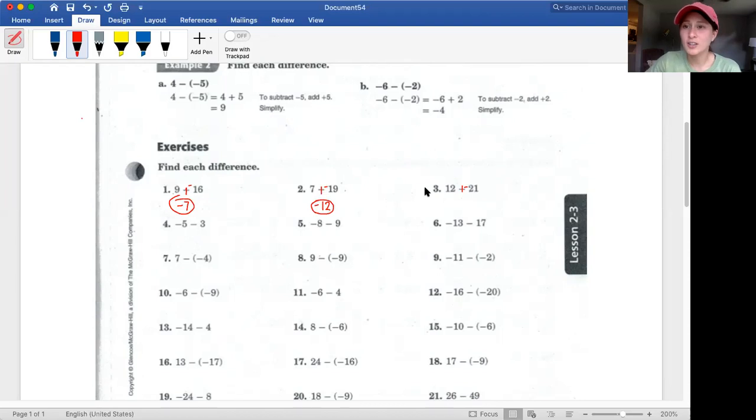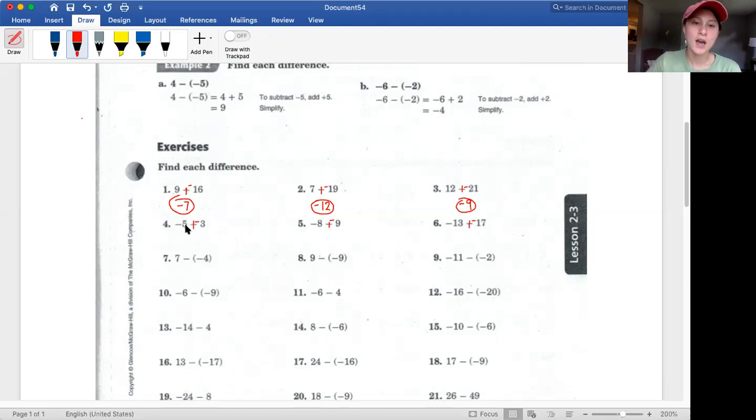So hopefully you're starting to feel pretty familiar with addition when there's negatives. Number 3, again, the same type of situation. So 21 minus 12 is 9, and then 21 is greater in absolute value, so I'm going to add that negative to my answer. Okay, let's take a look again. I've got negative 5 minus 3, so I'm going to add the opposite. For number 5, I've got negative 8 minus 9, so add the opposite. And number 6 is negative 13 minus 17, so again, add the opposite.